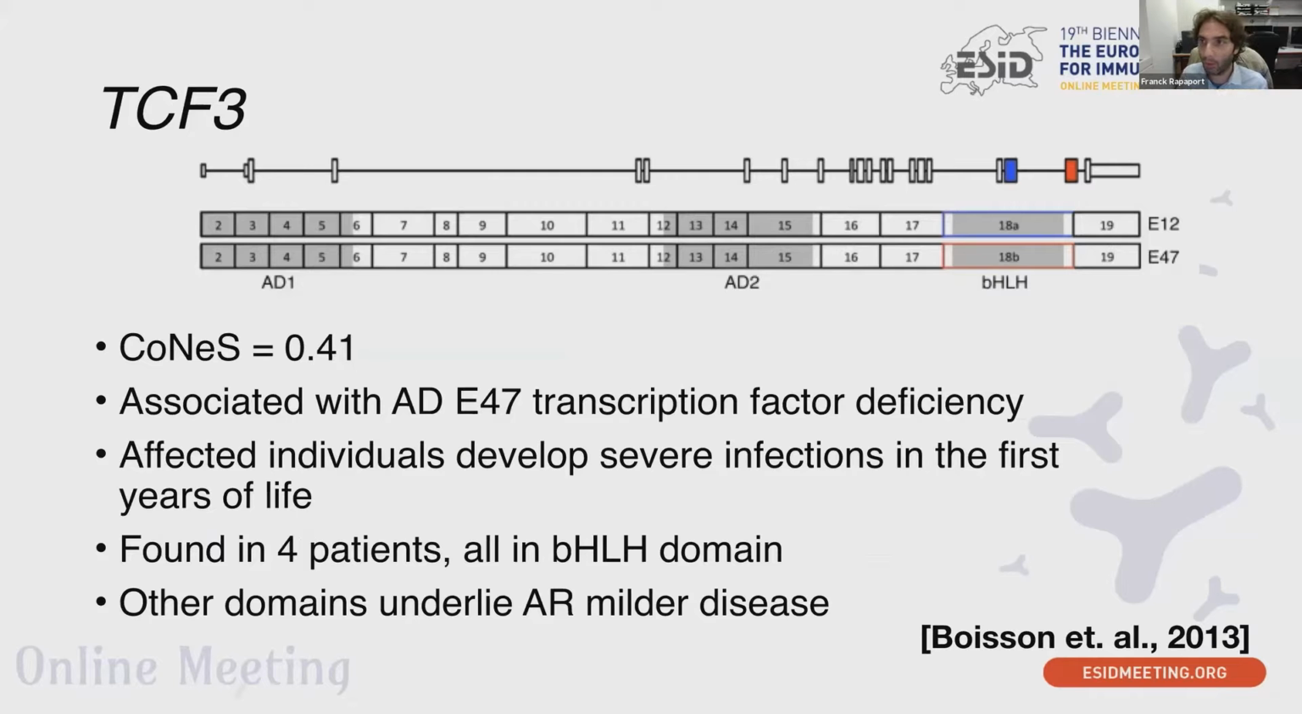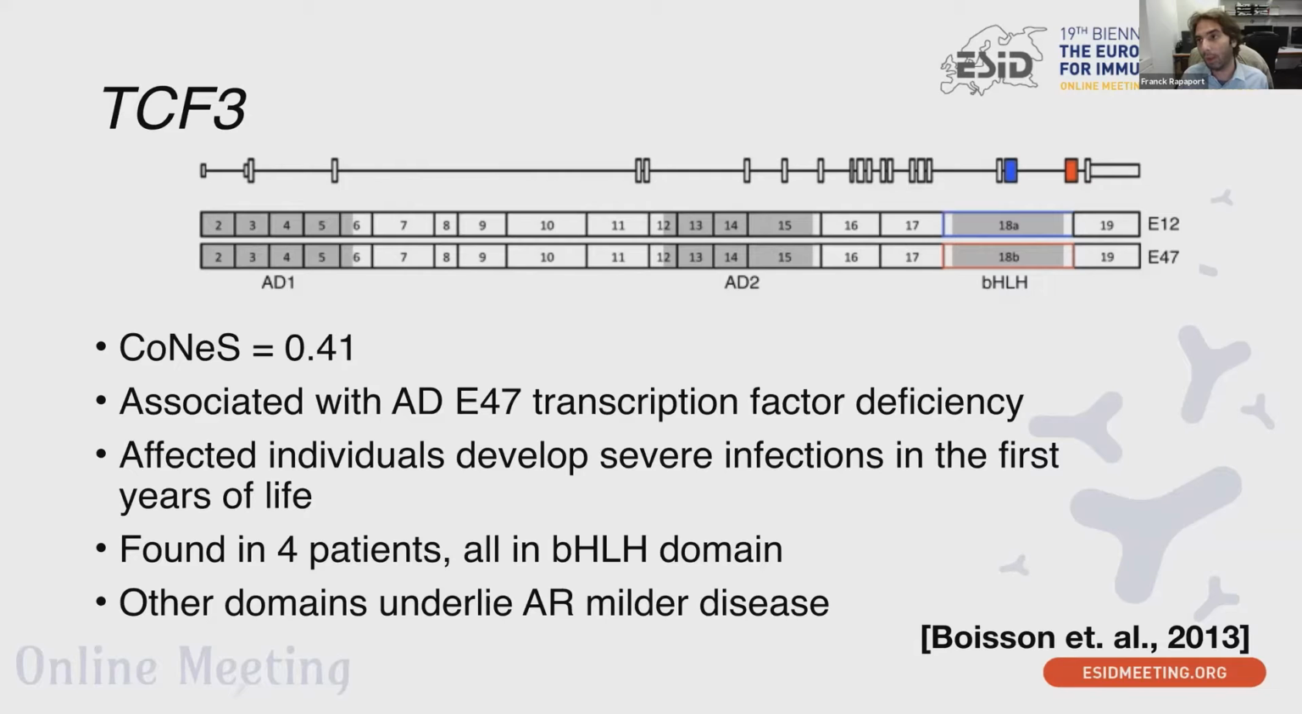Finally, I wanted to finish with another interesting anecdote, which is about a gene called TCF3. This gene underlies a very severe autosomal dominant disease, E47 transcription factor deficiency, where affected individuals develop very severe infections in the first years of life. It still has a CONS of 0.41, meaning that it's under less negative selection than a random gene on the autosomes, where the mean is 0, right?